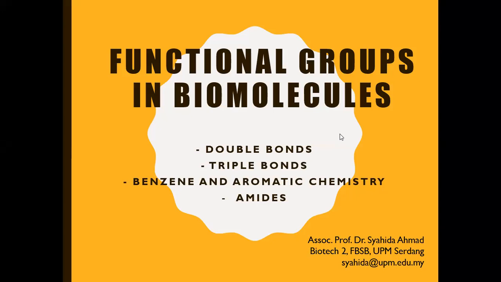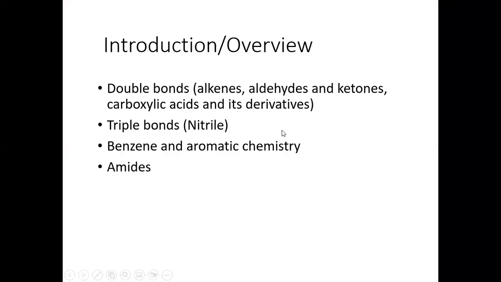All right. So this is our today's topic. For introduction, I will highlight double bonds, basically alkenes, aldehydes, and ketones, carboxylic acid and its derivatives. Triple bonds, we will look at nitrile, benzene and aromatic chemistry, as well as amides.